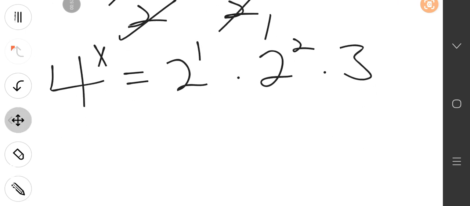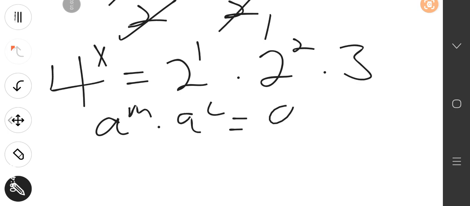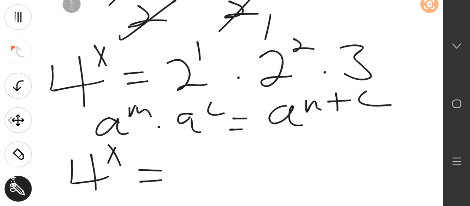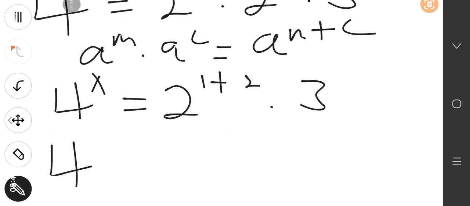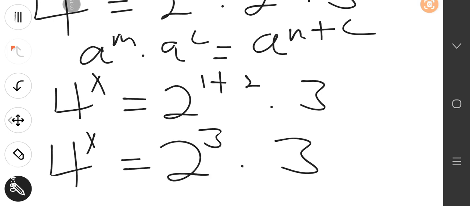All right, now let's apply the first law of indices here. So a exponent m times a exponent c should give us a exponent m plus c. So our equation becomes 4 exponent x equals 2 exponent 1 plus 2 times 3. So we're going to have 4 exponent x equals 2 exponent 3 times 3.